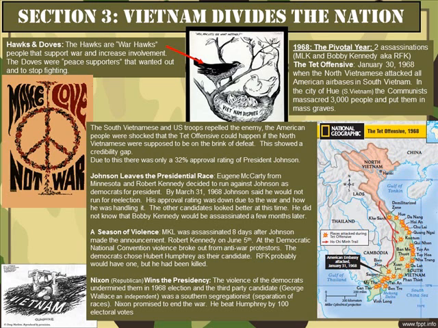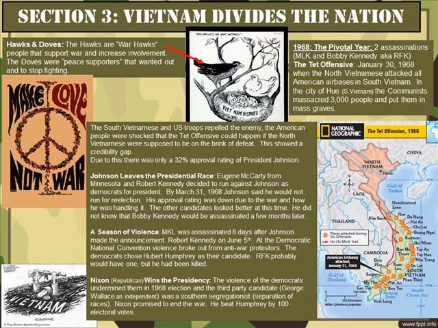So Johnson leaves the presidential race. And Eugene McCarthy from Minnesota and Robert F. Kennedy decide to run against Johnson as Democrats for president. By March 31st of 1968, though, Johnson said he would not run for re-election. His approval rating was down due to the war and how he was handling it. The other candidates looked better at this time. He did not know that Bobby Kennedy would be assassinated a few months later, and really Bobby Kennedy was kind of in the lead.